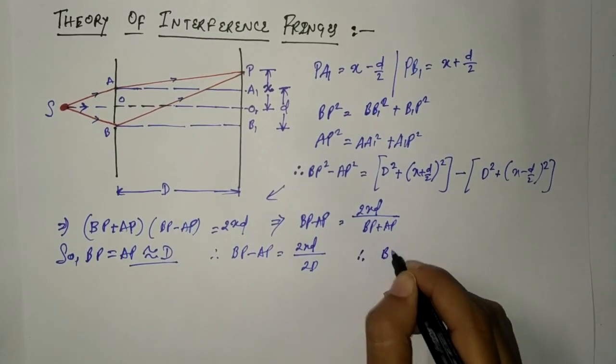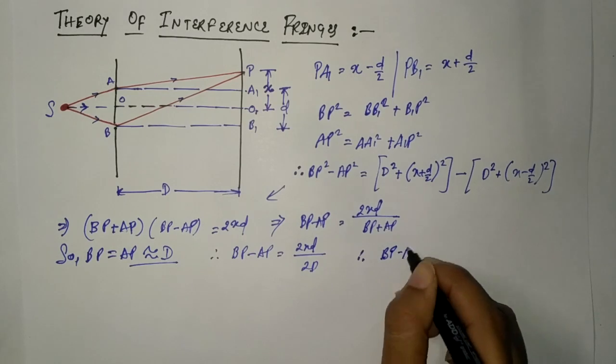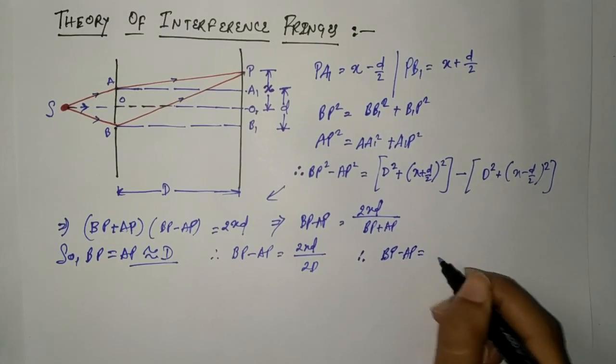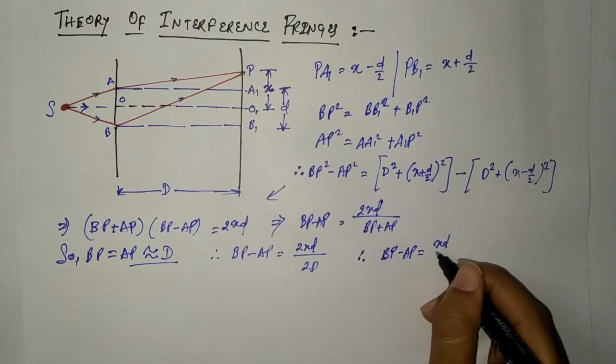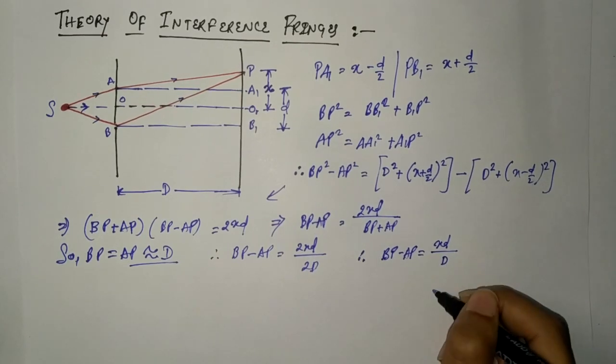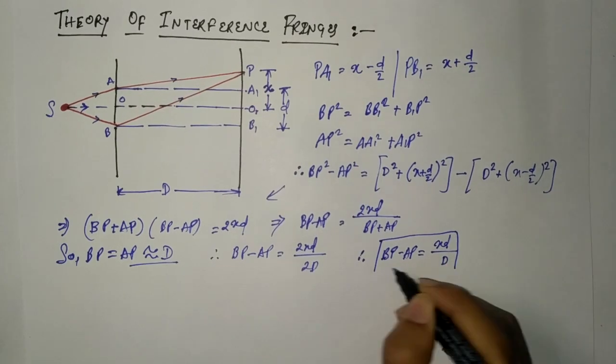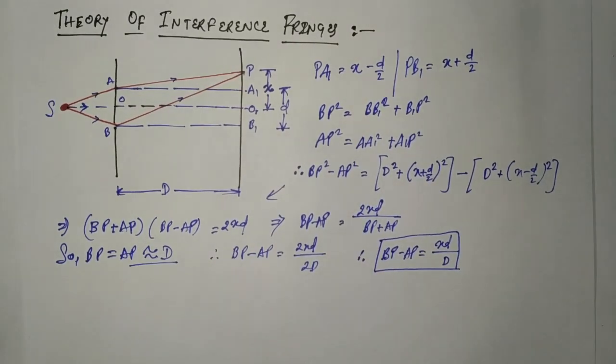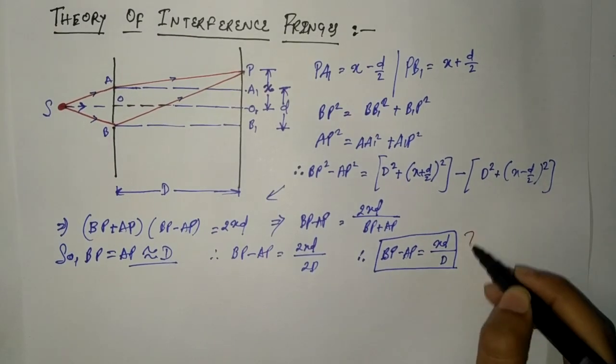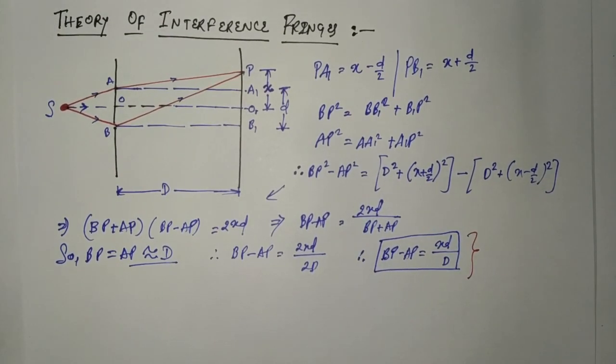Therefore we are getting BP minus AP equal to xd by capital D. This is a very important conclusion that we have arrived to. Remember this conclusion. Now we'll proceed further.